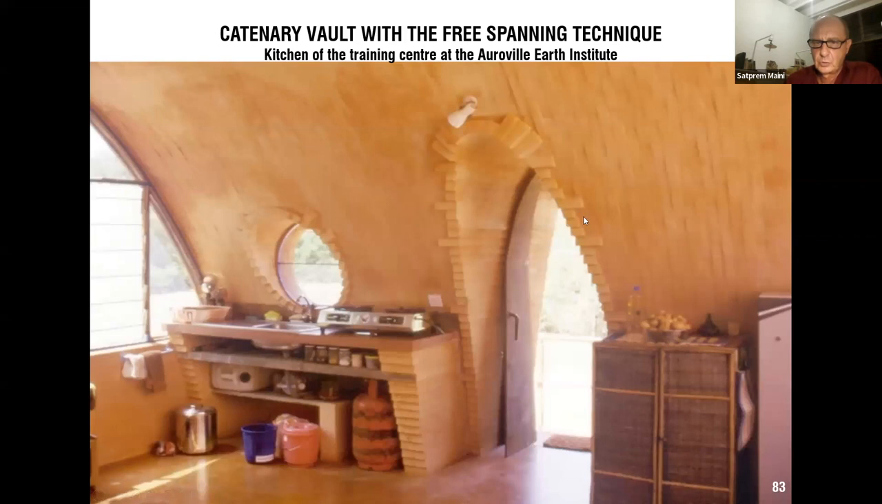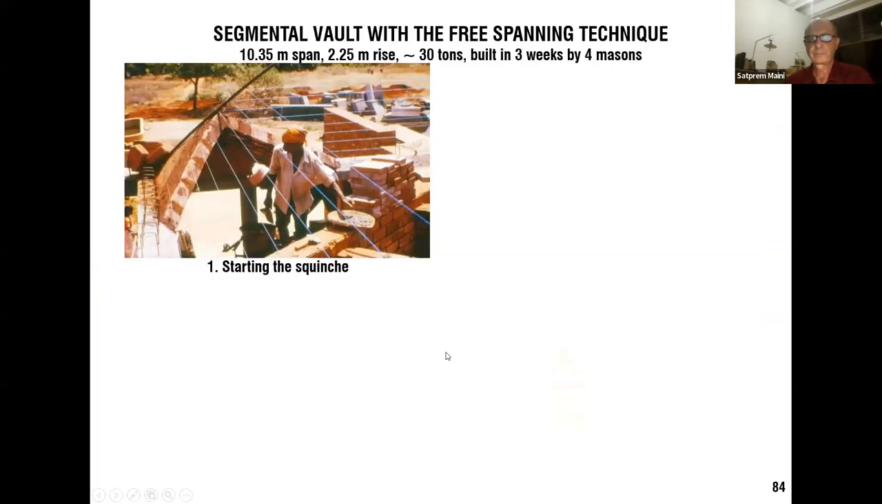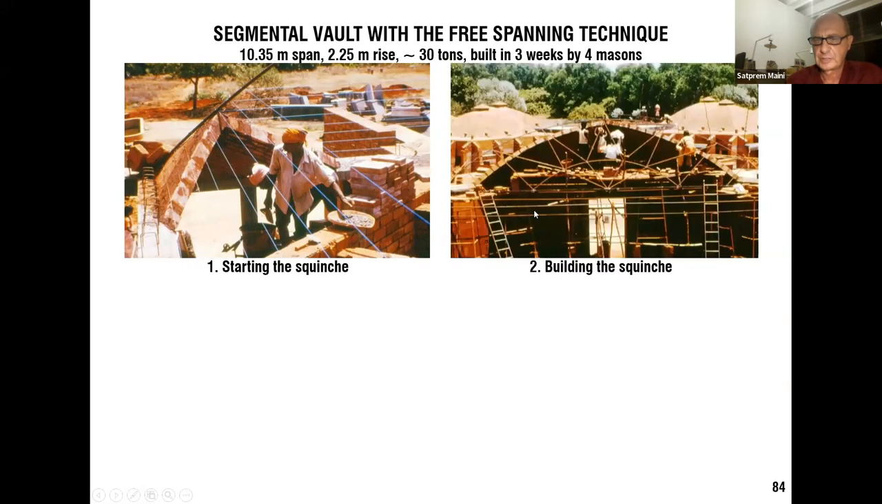That's only the unit. Then the segmental vault of Dipanam of 10.35 meters. We start with the squinch first. We have a template here to keep the shape of the triangular piece of the wall, string lines in between, 10.35 meters span here for the template, which was the window of the building. So we put the string lines in between.